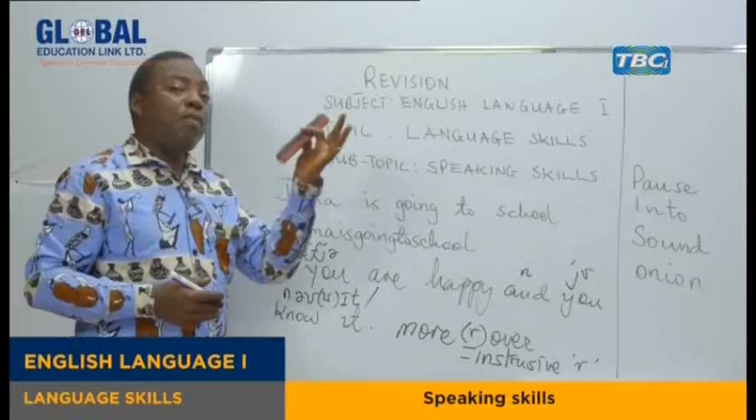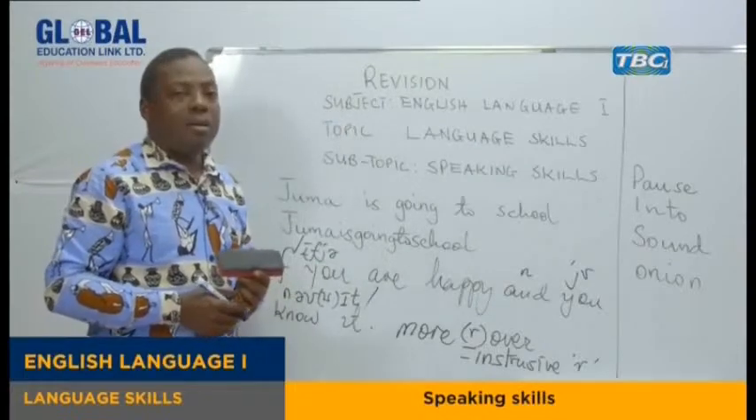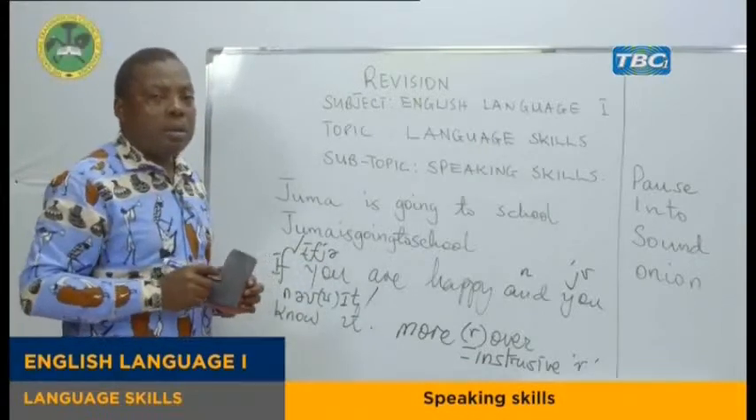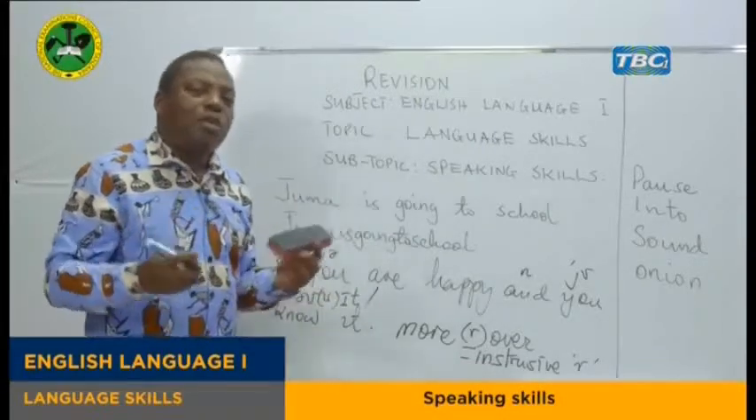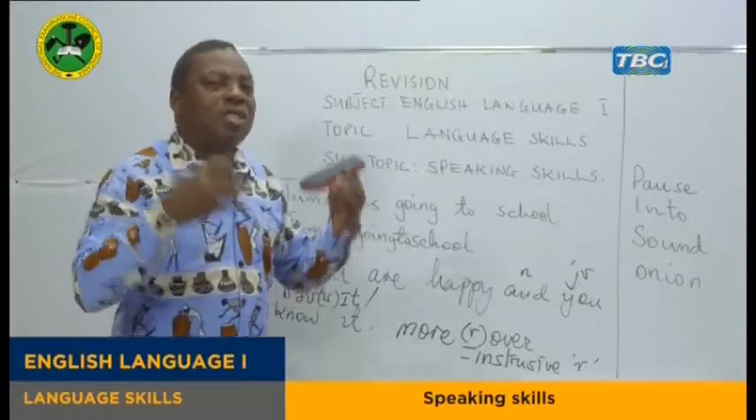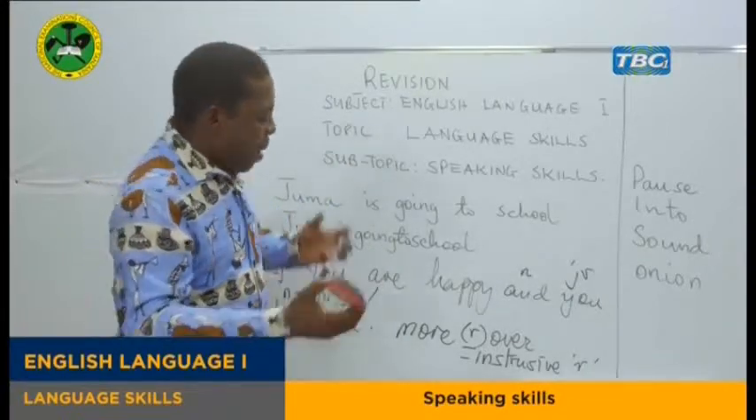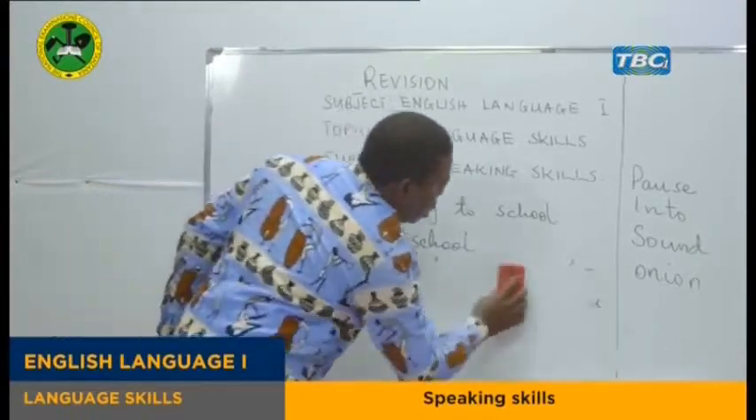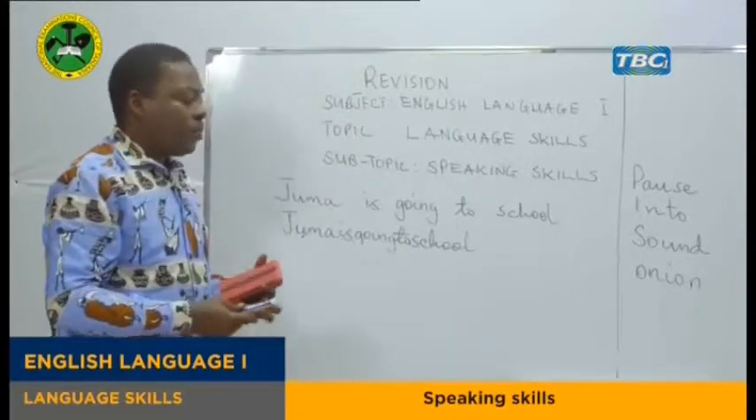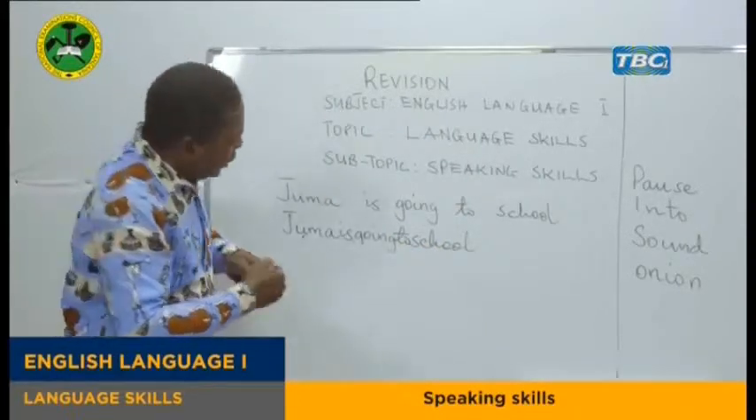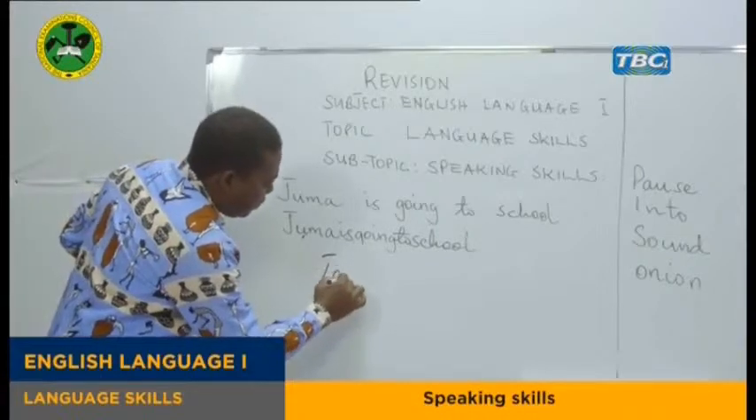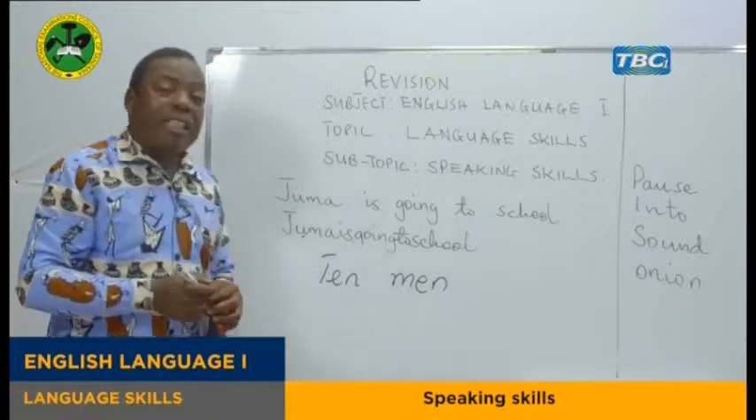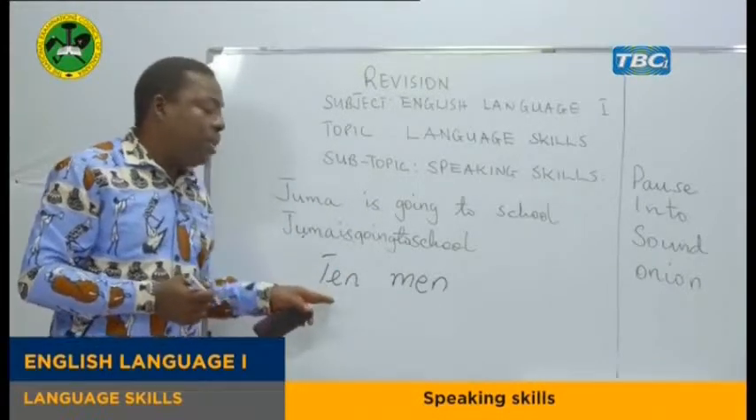So we have seen there's an intrusive R, we have seen there's a linking R. But again, we have seen there's the insertion of this ya and wa. All this is trying to make our speech sound natural. But there's one more which I would also want to draw your attention to. There are times, look at this for instance, the two words read separately as ten men.